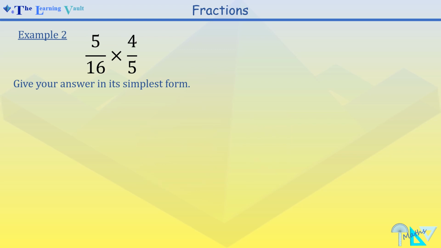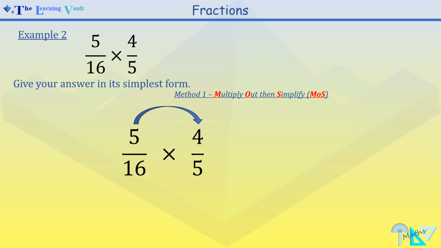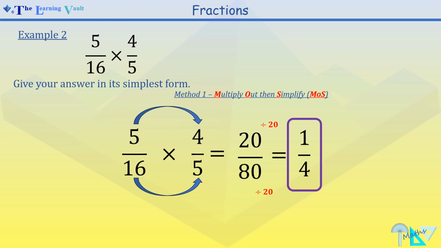Now let's look at example 2. To work this out, one way is to multiply the numerators and denominators first, and we get 20/80. Now this is not in the simplest form, so we're going to simplify it by dividing both the numerator and denominator by 20. This will give us 1/4.